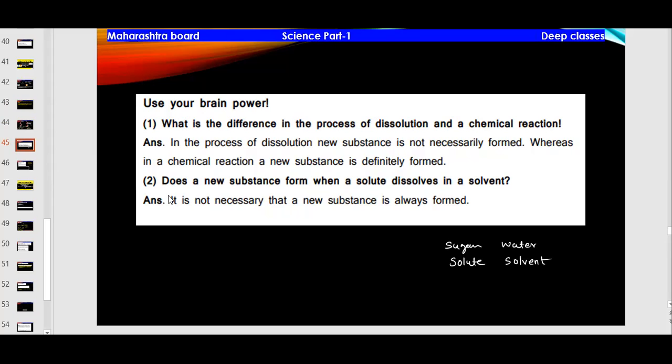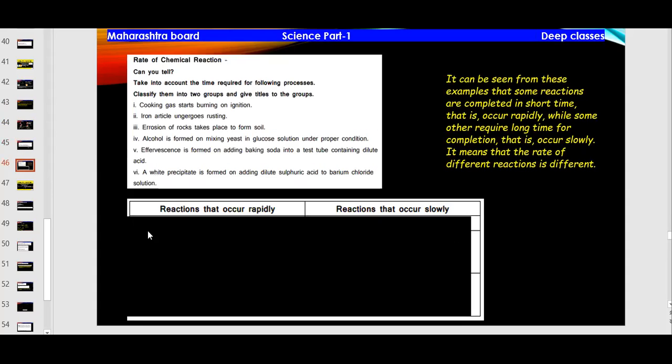Suppose sugar is added in water, you will get a sugar solution. There is no new substance formed here. It is not necessary that it will always give you a new substance. It may remain the same also sometimes. Okay, let's go to the next slide.